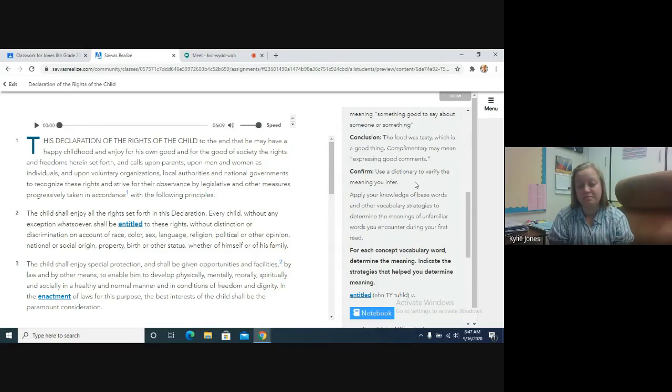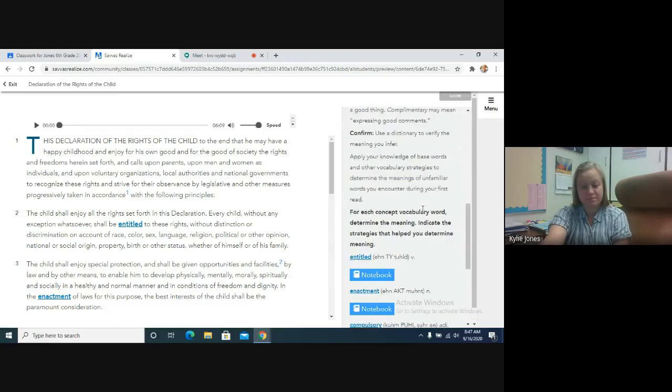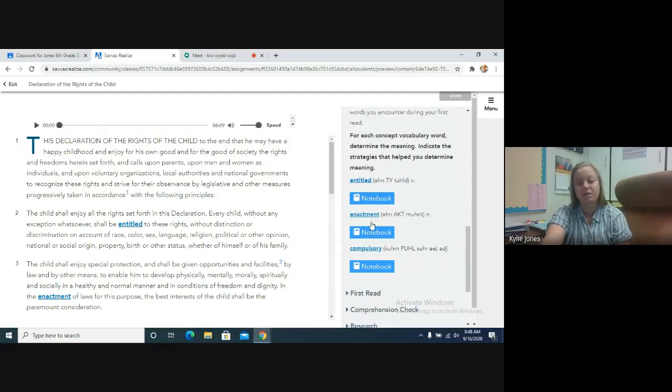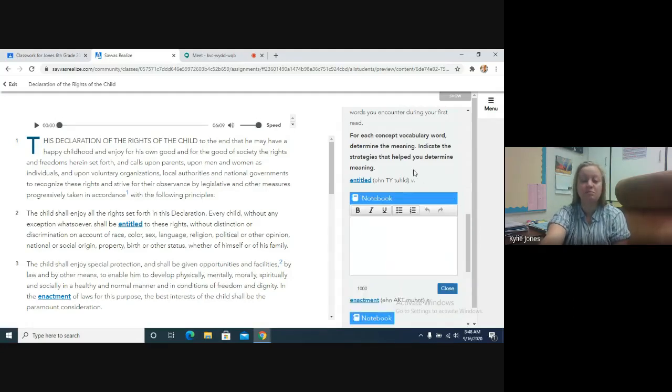The part we're going to do with the notebook right here says, for each concept vocabulary word, determine the meaning and indicate the strategies that helped you determine the meaning. So we have 3 words here. We're going to find the meaning of them. There's multiple ways we could do this.